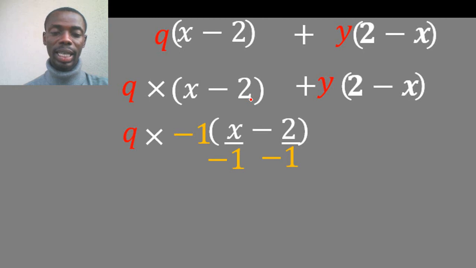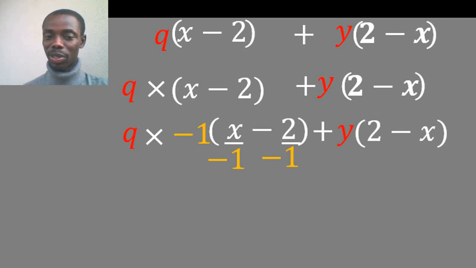I believe no one is confused. All I've been trying to do is divide this bracket by this minus 1 so that I will be able to have x minus 2 the same thing as 2 minus x. Okay, let's move on. Plus what I'm having here.